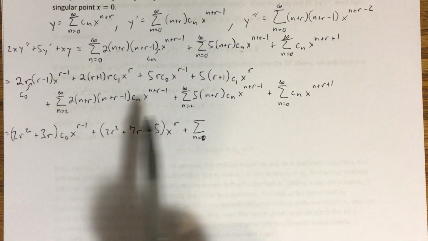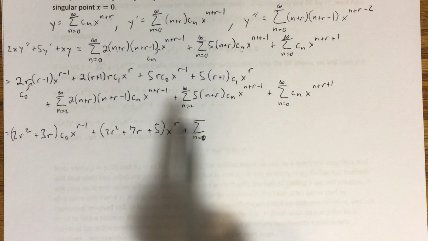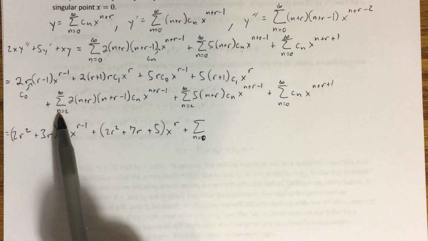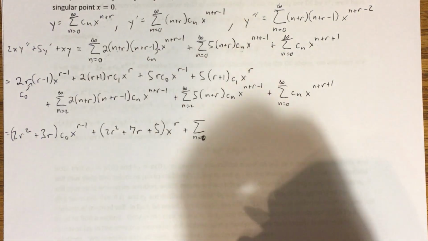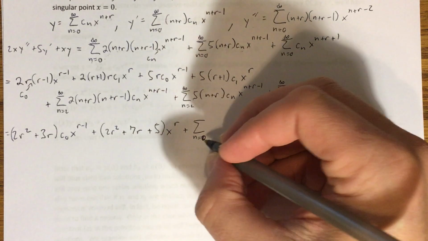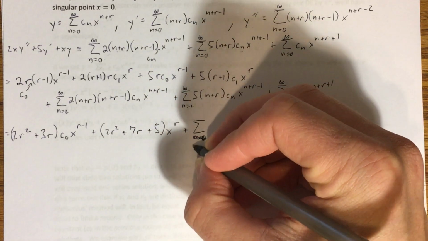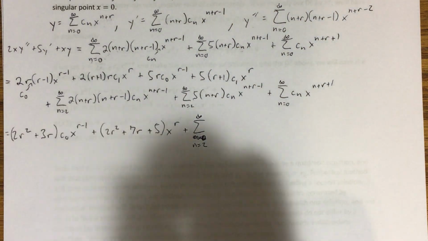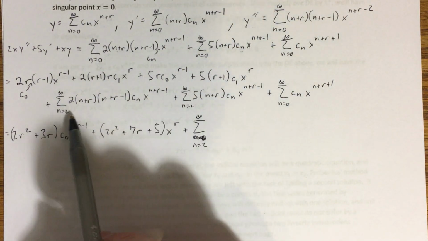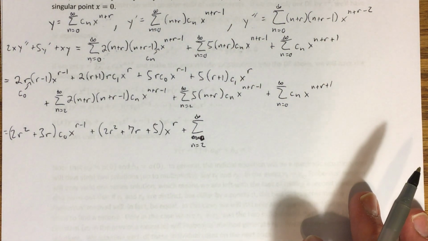But now we need the indices to start at the same place, and so what we're going to do is replace this n equals 0 with an n equals 2. So let me change that. N equals 2 to infinity. That's where we want to start. So my first two terms aren't going to change, right? They're already starting where I want them to start.